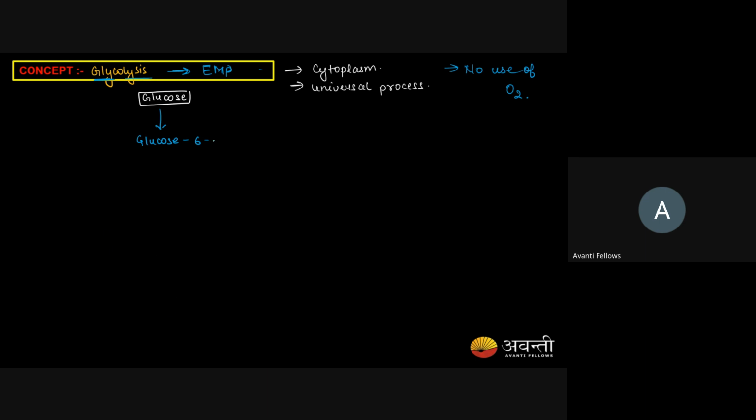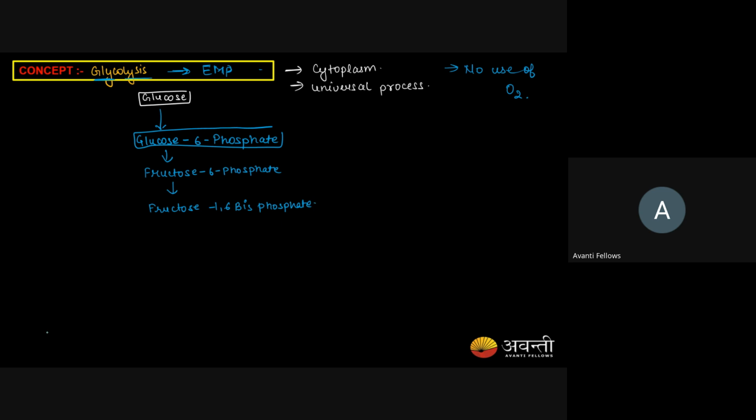So glucose will convert into glucose 6 phosphate. And then glucose 6 phosphate will get converted into fructose 6 phosphate. Fructose 6 phosphate will get converted into fructose 1,6 bisphosphate.